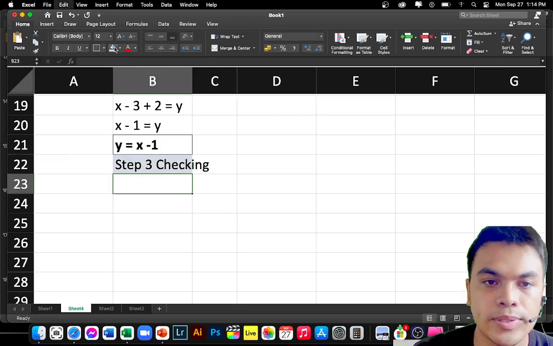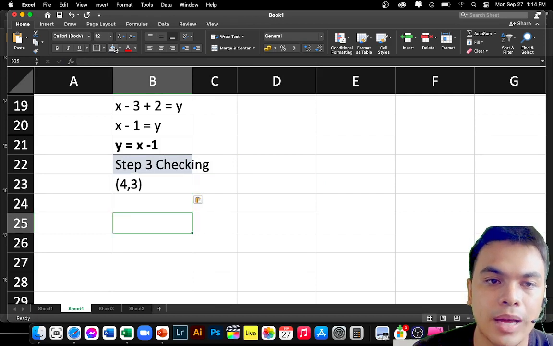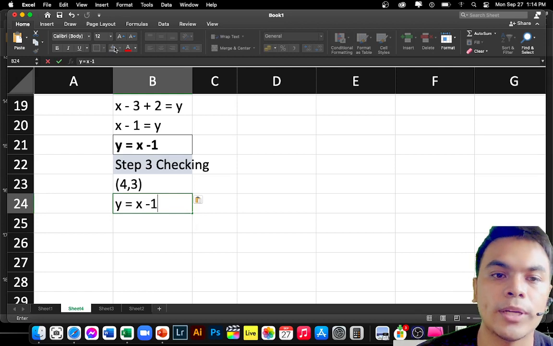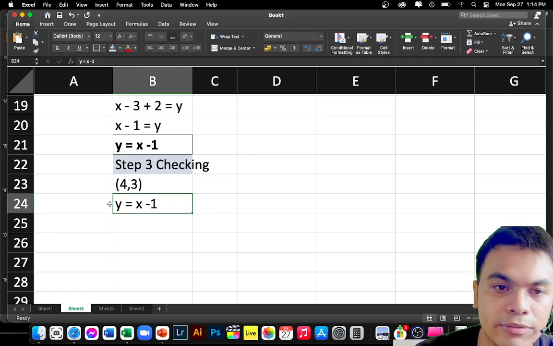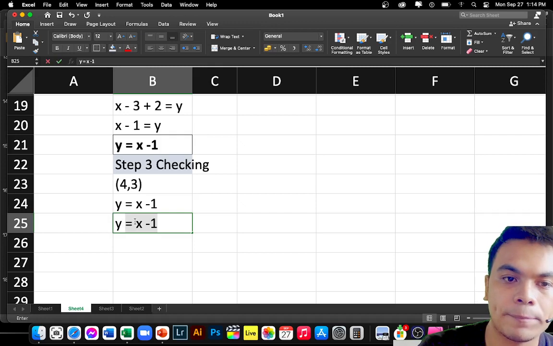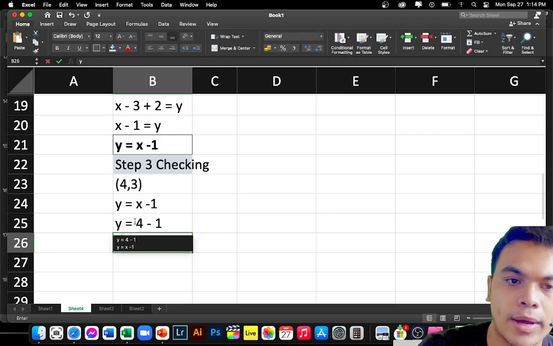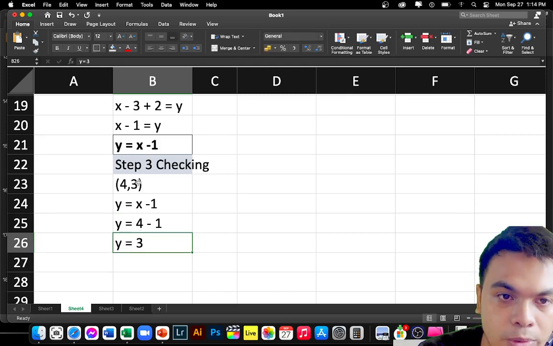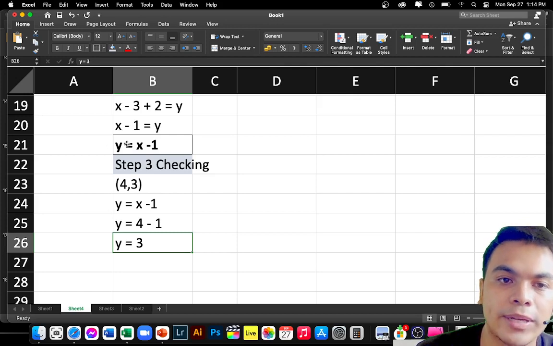So we will use this coordinate. Our formula is y is equal to x minus 1. Let's try to identify the value for x. We are given 3 as the y. Let's see if 4 is indeed the x. So, y is equal to 4 minus 1. Y is now equal to 3. So, if it matches our coordinate, it means that our formula is correct.